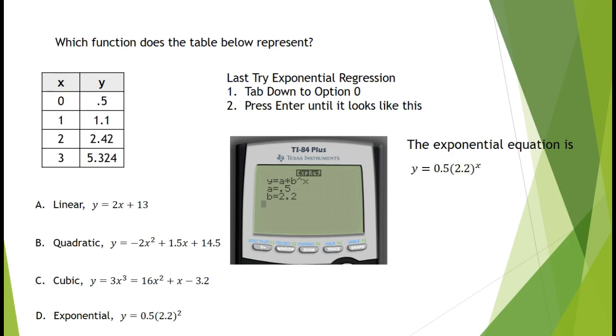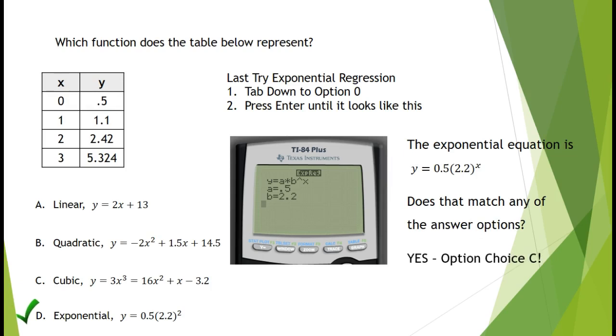Now when we write that out as an equation, this is what it looks like. A is 0.5 and B is 2.2, and that little upside down V in X means the X is the exponent. Does that match any of our answer options? Fortunately, it does. It matches answer choice D. Ignore my typo in my slide. It is D.